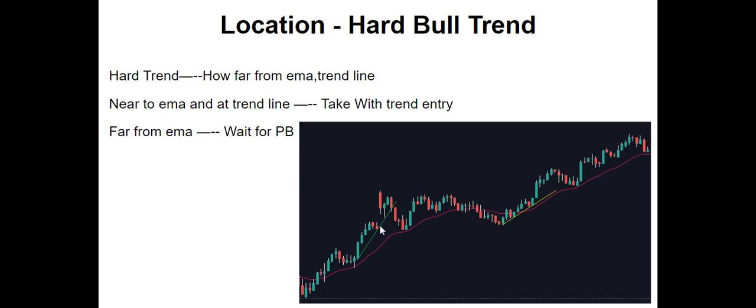But there is a problem here. It is far from EMA. So if you have taken a trend entry here, thinking this is a good signal bar, because maybe this is near to this trend line, but it is unfortunately far from EMA. So it is likely to fail for some time. At least there could be a pullback. So if you are far from EMA, there is a possibility of pullback in the case of a hard trend. So if you are far from EMA, wait for a pullback.